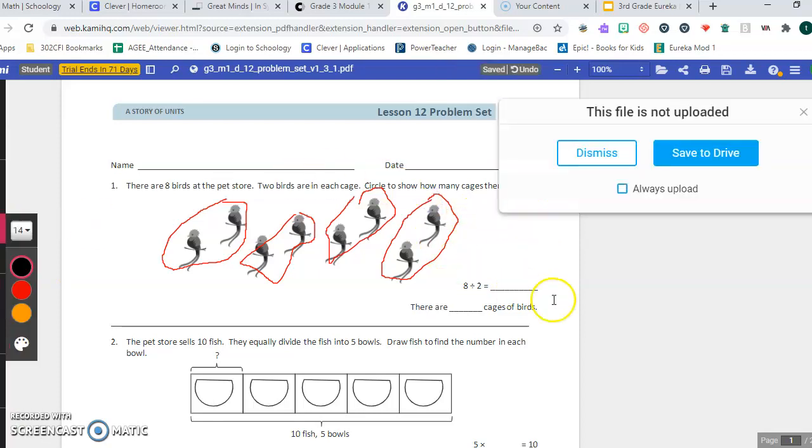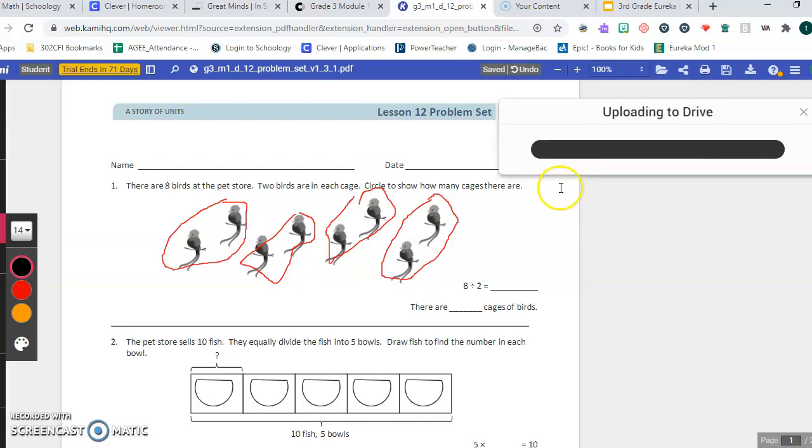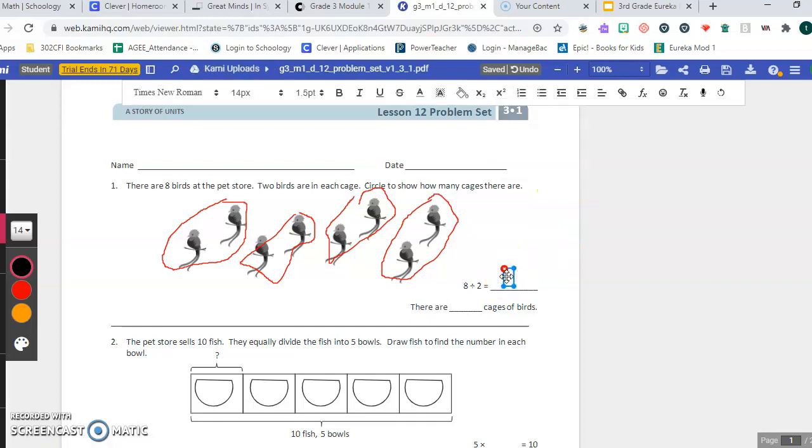Now I'm going to go into the text box, and in the text box, I'm going to put the quotient for how many cages there are, because if I take 8 total birds, divide them into 2 birds per cage, that's the size of the group, I end up with the number of groups, 4 cages. So there are 4 cages of birds. In your workbook, make sure you have this written down. If you need to stop the video and get it written down, go ahead and do that.